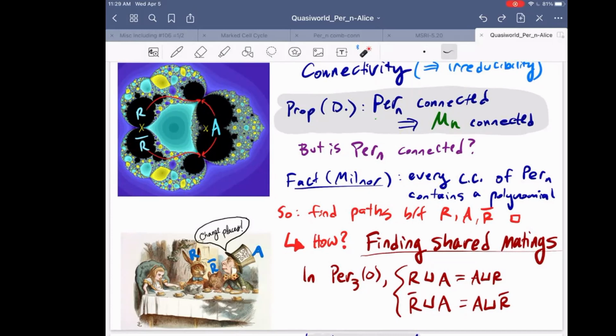But how is she going to do this? We're going to exploit these things that are called shared matings. What this is saying is you can have a mating that is in the mating locus of both polynomials. So this particular polynomial, the rabbit mate the airplane. So if you start in the rabbit component and then you bifurcate your free critical point towards the airplane, this is unobstructed because they have different non-conjugate rotation numbers.